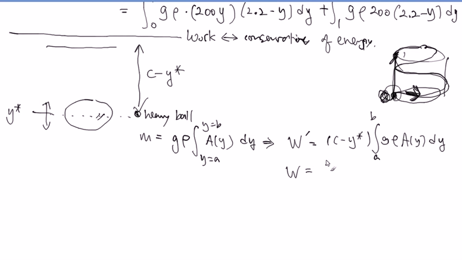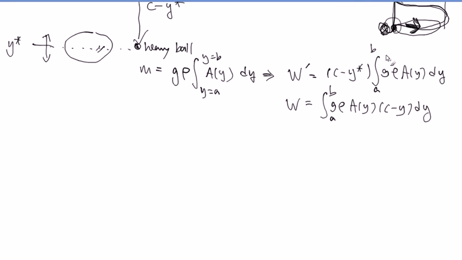W equals g rho, integral from a to b, A(y)(c minus y) dy. These two things must be the same. Okay? So that's the idea. If the work is defined correctly, these two things must be the same.